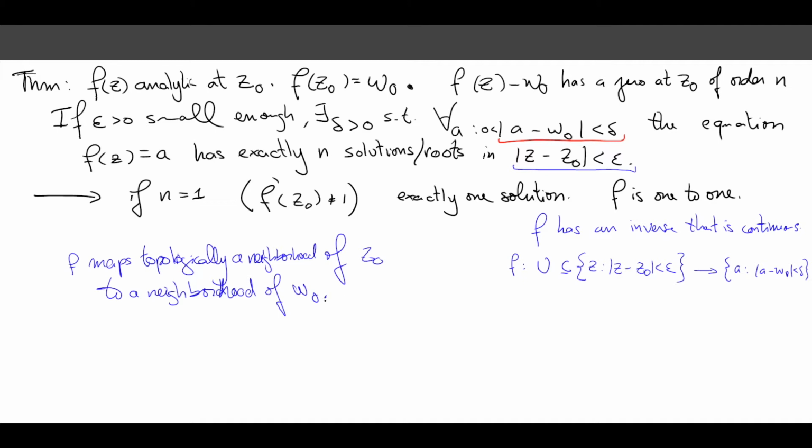And also, it's not so hard to see, by say the inverse function theorem or something, that f inverse, the inverse of f, is also analytic in this neighborhood. The inverse of f is also analytic.